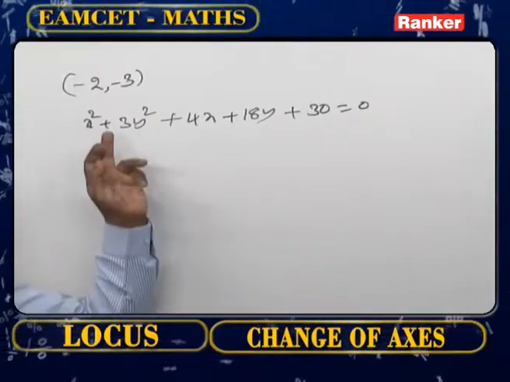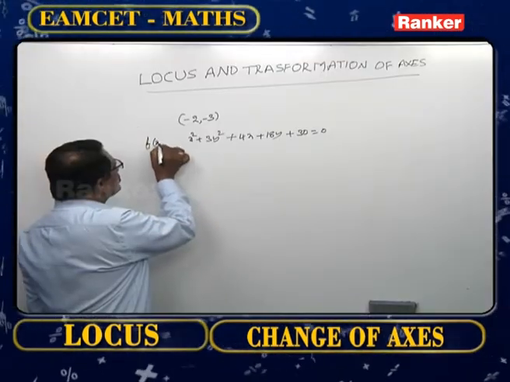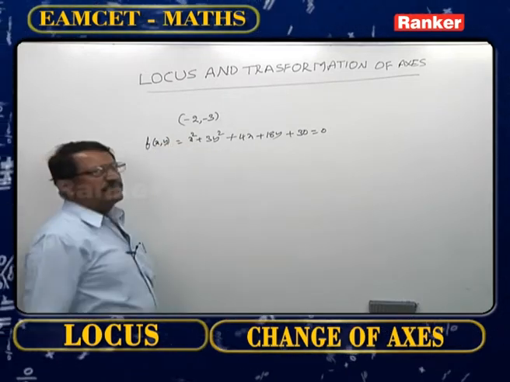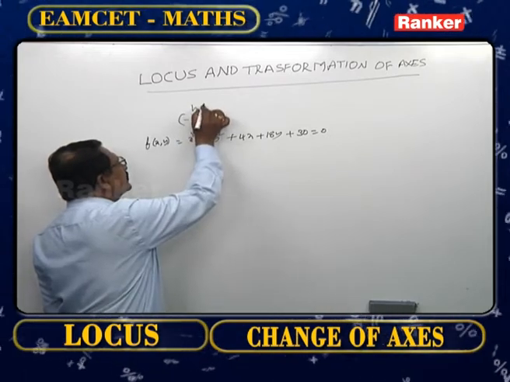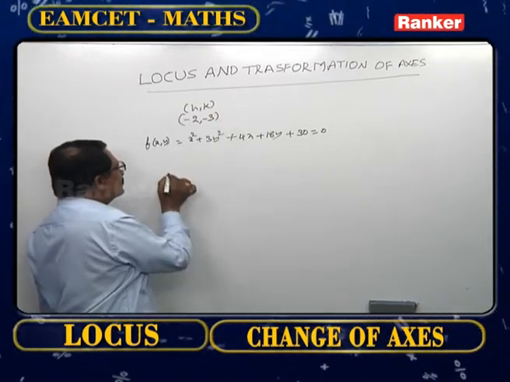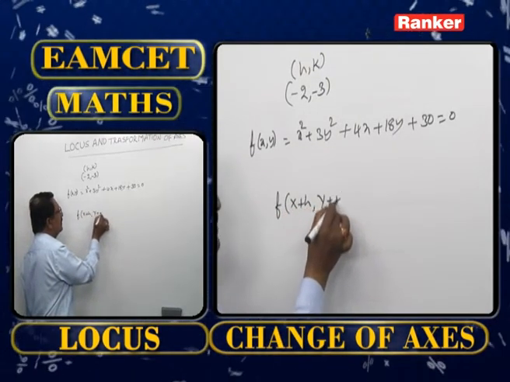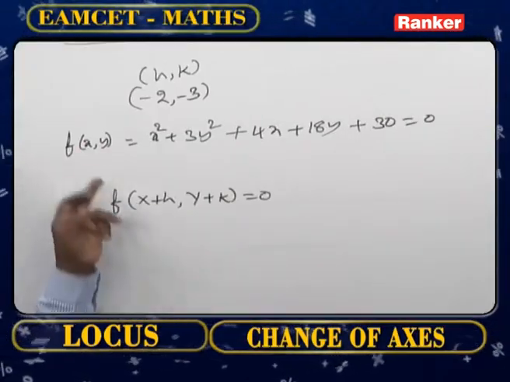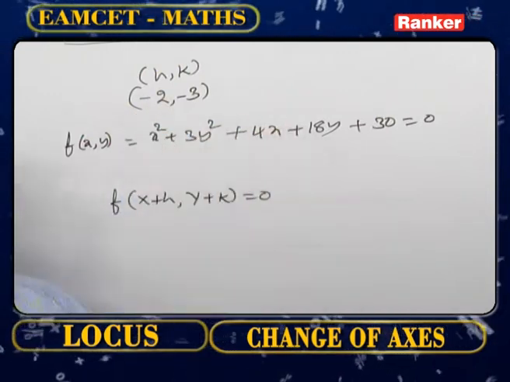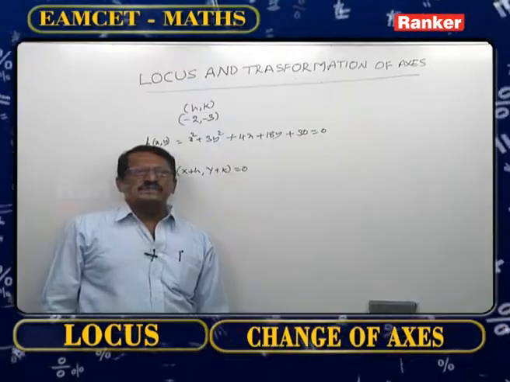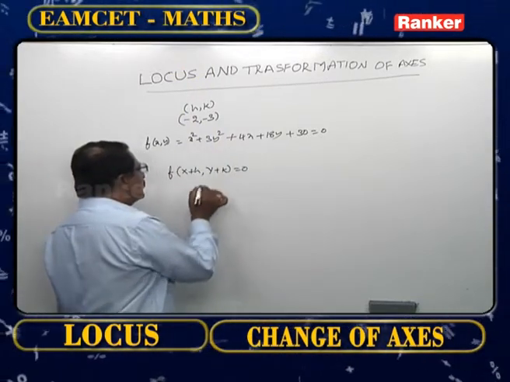the new system equation. Actually, suppose f of x comma y is the given equation of the curve. Now, suppose the point is h comma k, then the new system equation is f of x plus h comma y plus k equals 0. It means in place of x we put x plus h, and in place of y we put y plus k, substitute in the equation and simplify, and we get the required equation. That is actually the procedure.